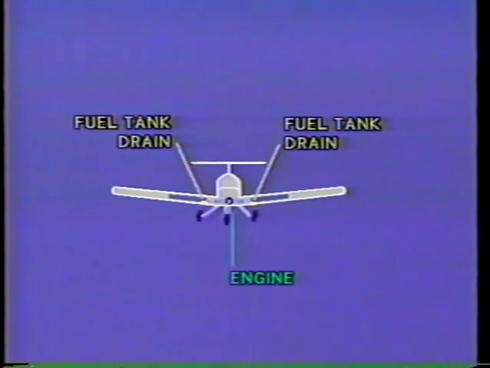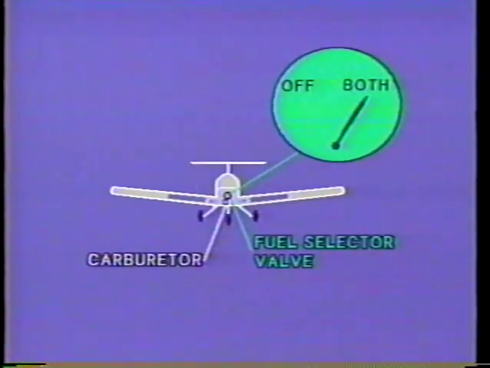If any water condenses in the tank, it can be drained out at this point. From there, the fuel travels through the selector valve, and the pilot in the cockpit can then select the tank for the appropriate operation. From there, it goes to the fuel strainer.